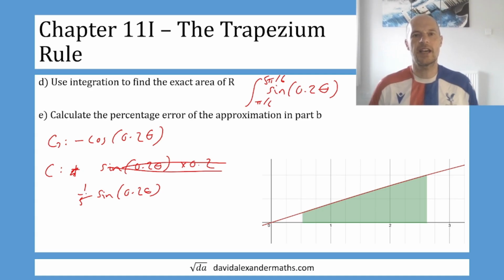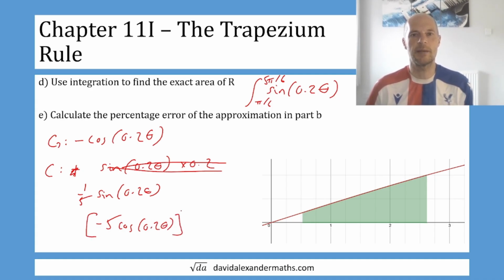So my guess is too small because I'm getting a fifth and I want a full one. So therefore my guess was 5 times too small. So it has to be minus 5 cos of 0.2 theta. And that is between the limits of 5 pi over 6 and pi over 6.